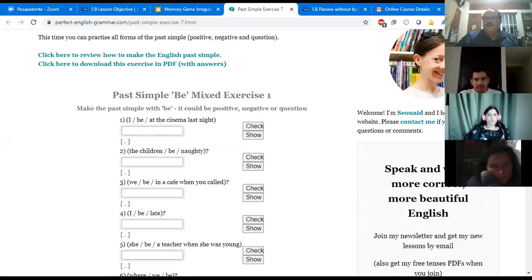Okay, let's see here. We're going to use Ada. Can you tell me the first sentence? I be at the cinema last night. What is the correct answer? I was at the cinema last night. Okay, correct. I was at the cinema last night.